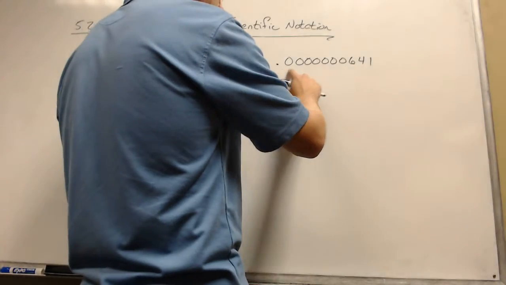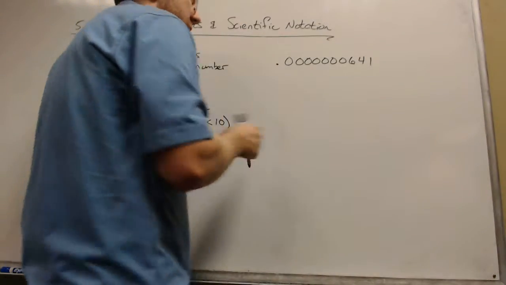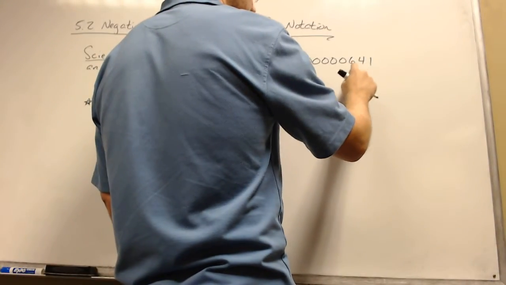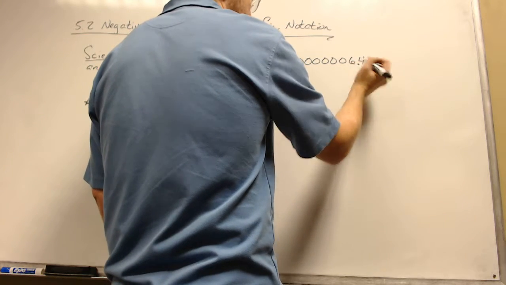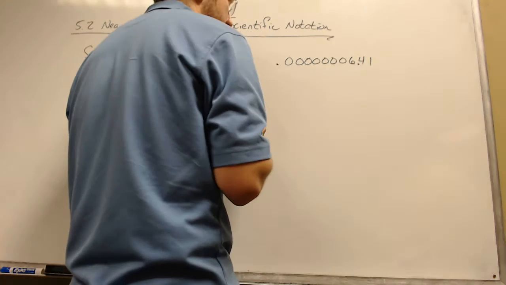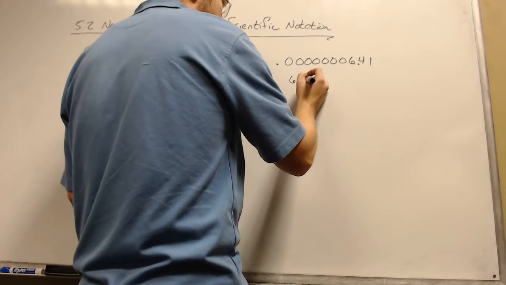Right, so we want to find where can I place the decimal in here, right, to get a number between 1 and 10. And like I said before, it's always going to be between the first two non-zero digits. So, right, between the first two non-zero digits, 6 and 4. All right, so our number is going to be 6.41. That's A.